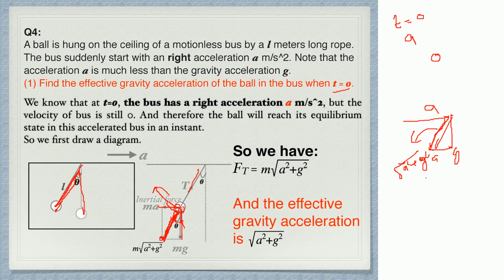So what will be the force? Mass into acceleration. Acceleration is under root a squared plus g squared. The total, mass into acceleration, will be this. So F_T, the tension, will be m into under root a squared plus g squared. The effective gravity acceleration is this, we found from here.